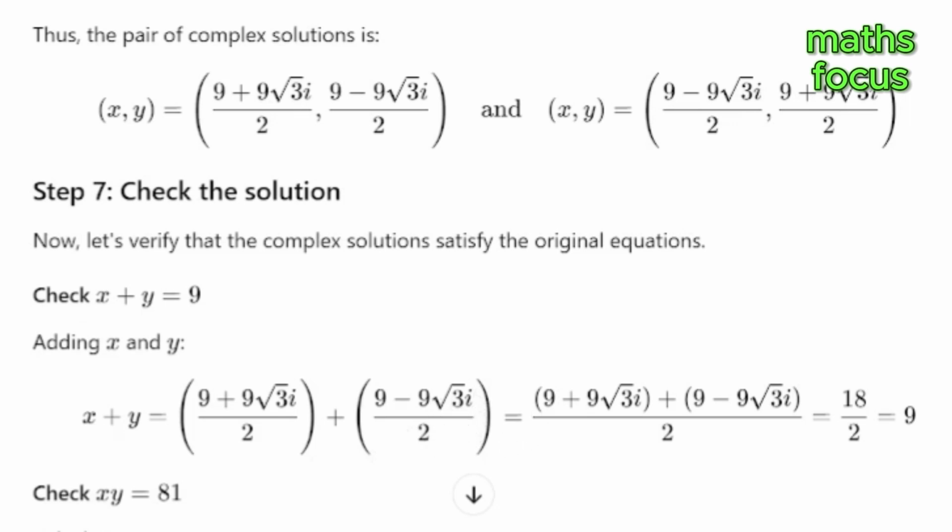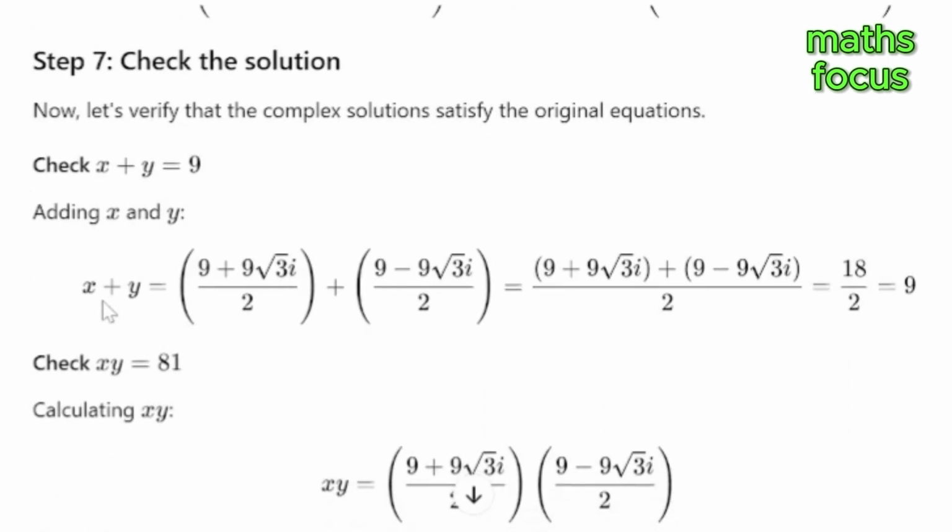This is equal to (9 plus 9 square root of 3i) plus (9 minus 9 square root of 3i), divided by 2. Then this will cancel this. As we can see, we have 9 plus 9, that is 18, divided by 2, which is equal to 9. Therefore, x plus y is equal to 9, which satisfies the given equation, because the left hand side x plus y is equal to the right hand side, which is 9.